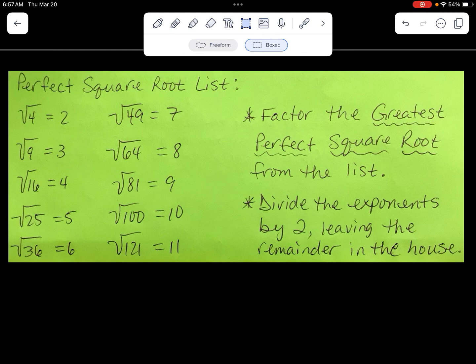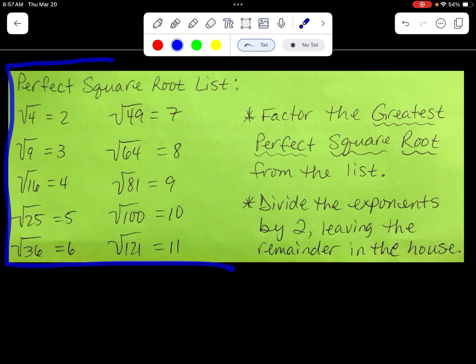In this video, I'm going to show you guys how to simplify radicals, and specifically these are going to be square roots. So the first thing I want to do is start off looking at a common perfect square root list. Our square roots are: the square root of 4 is 2, and we're using the positive values of square roots here. The square root of 9 is 3, and we do that all the way up to the square root of 121.